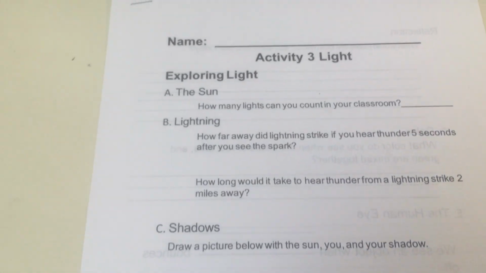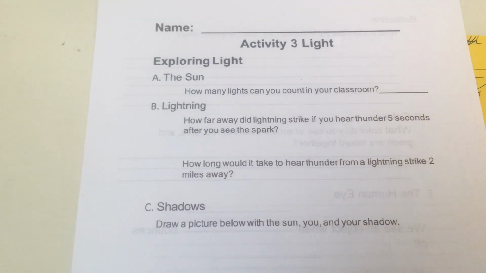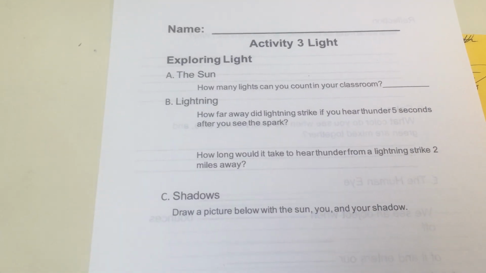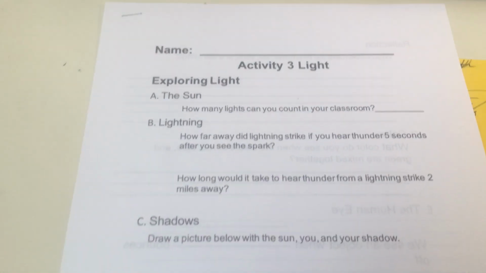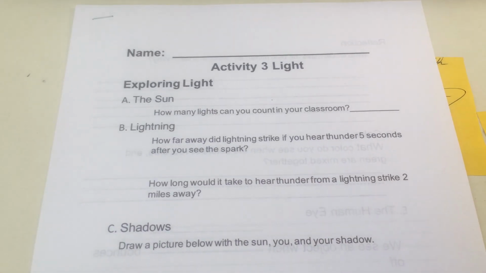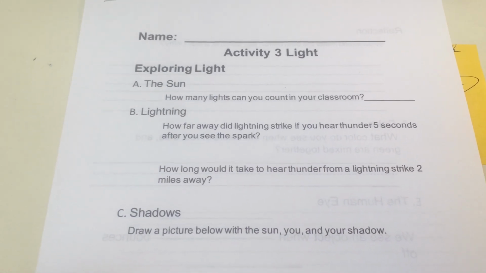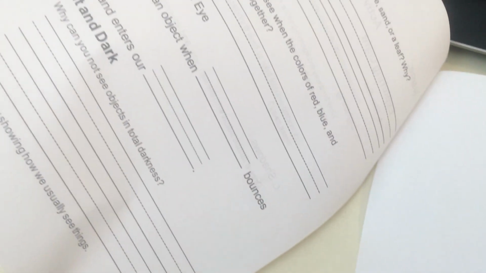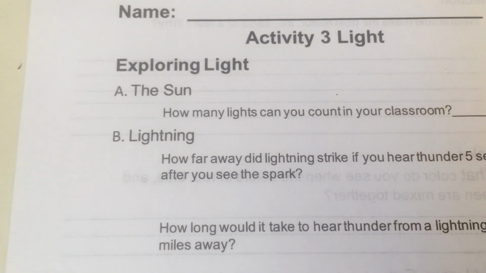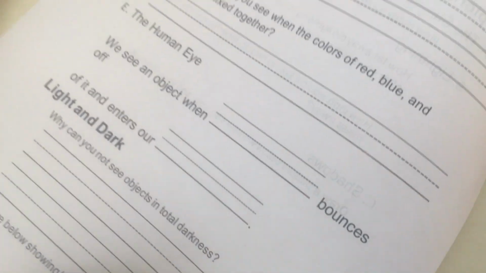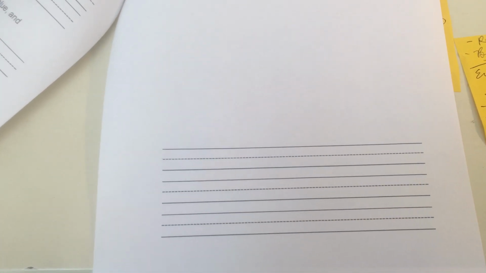I'm going to make sure that you have hopefully been able to print out this paper. It's actually 3 pages. We're not going to do all 3 pages today. We'll just do a little bit of it today, and we'll do some of it on Tuesday, next time we have science. We'll want activity 3 light on the first page, some questions on the second page, and blank space and some writing lines on the third page.